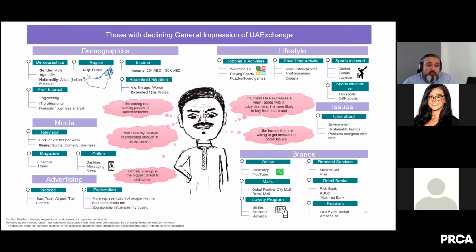So, the likes of WhatsApp is something that they're using already. YouTube, malls that they like to shop at, so Festival City Mall and Dubai Mall are outperforming versus the general population. They're already part of loyalty schemes. They are shopping at Lulu and online at Amazon more so than the general population as well. So, these are the types of brands that you might want to show that they are consuming.